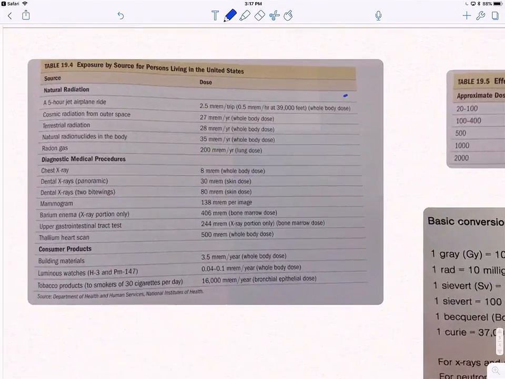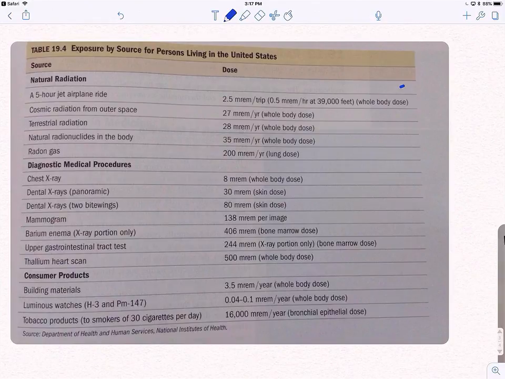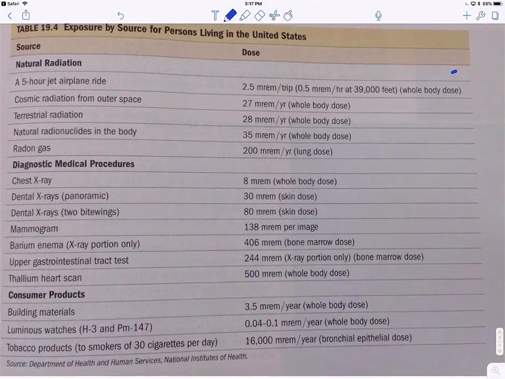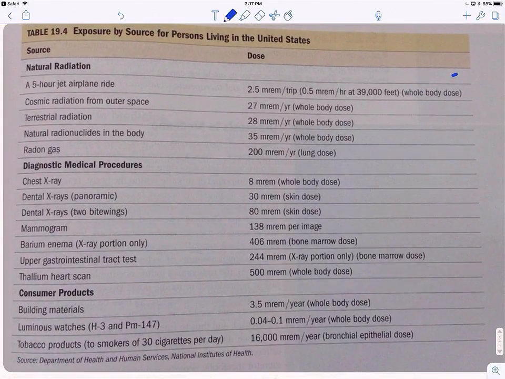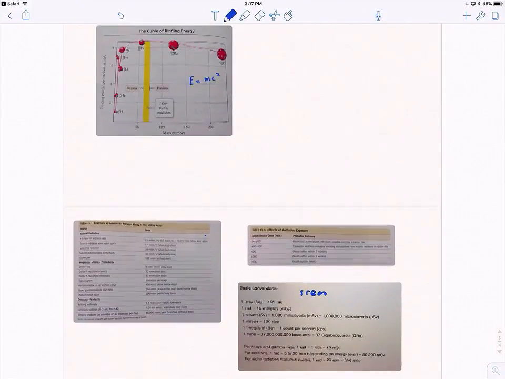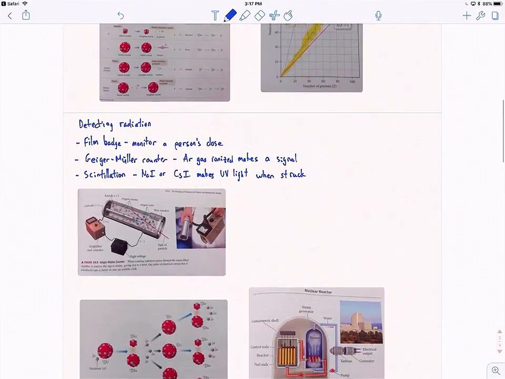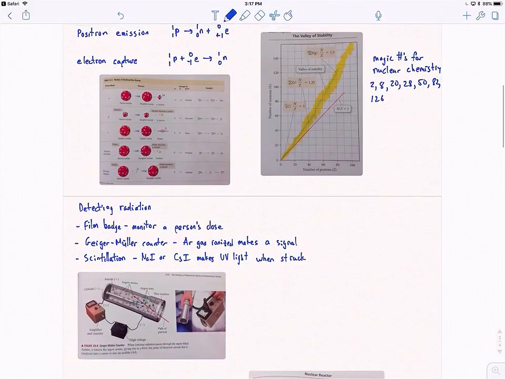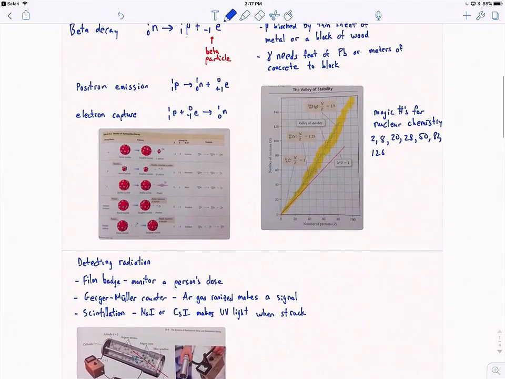All right, and so where do we get our radiation exposure? This is measured in REM. You're allowed to have 5 REM per year. But anyways, where we left off though was with nuclear reaction.